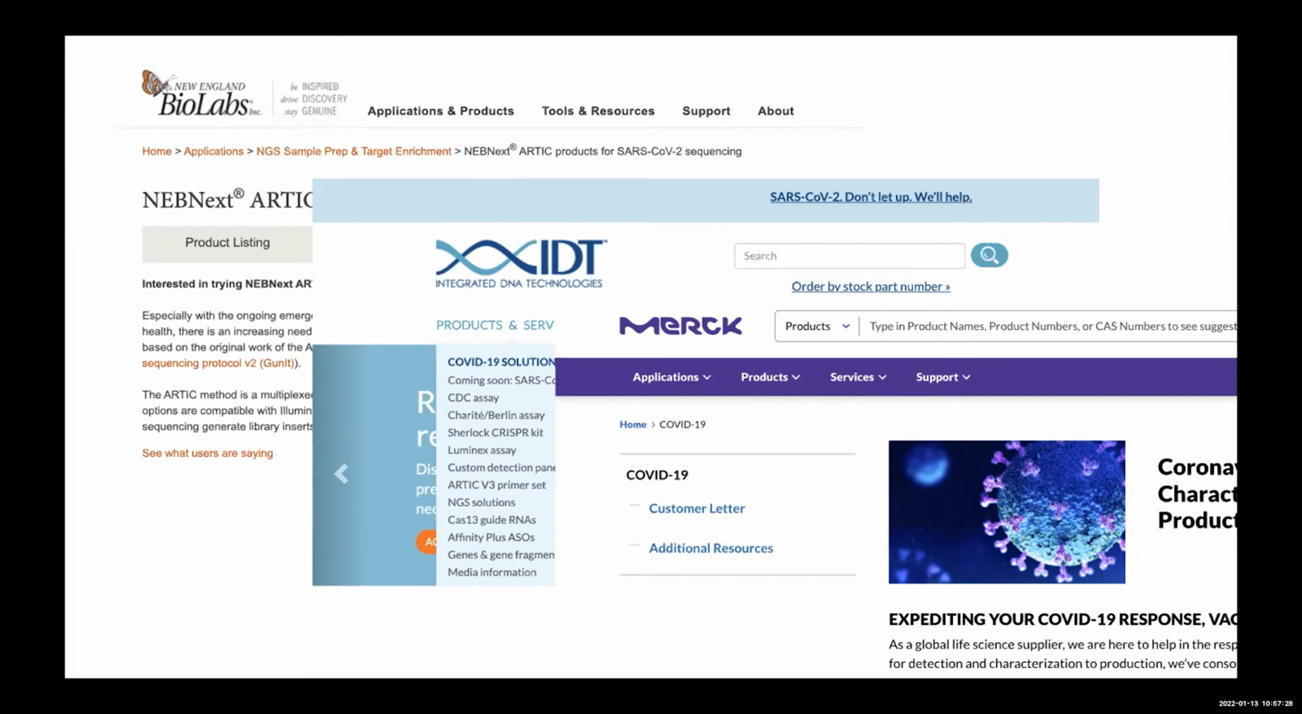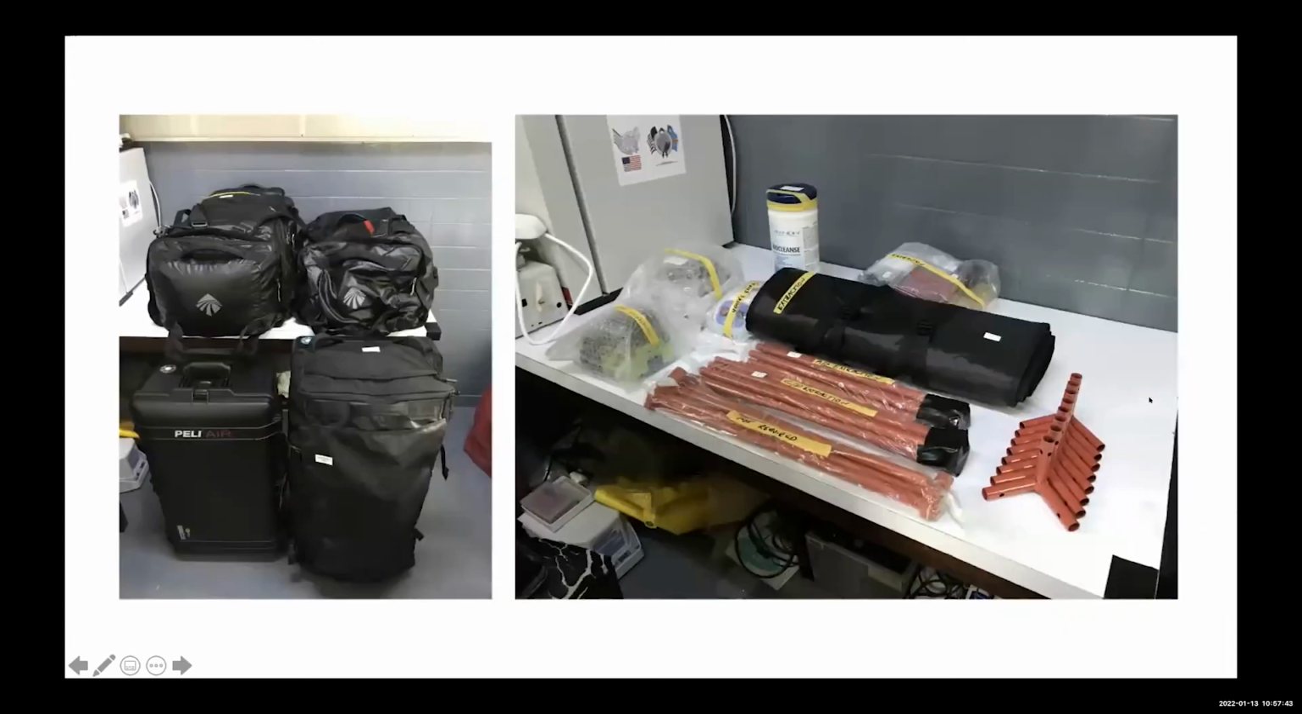Having a company which can produce this in large quantities and sell it relatively cheaply has been really useful for this, and I think successful. And then lastly, before I finish, I just want to quickly talk about the portable lab aspect of it.